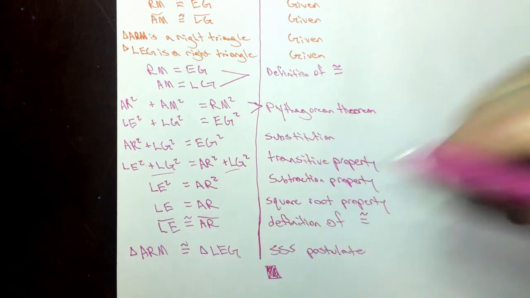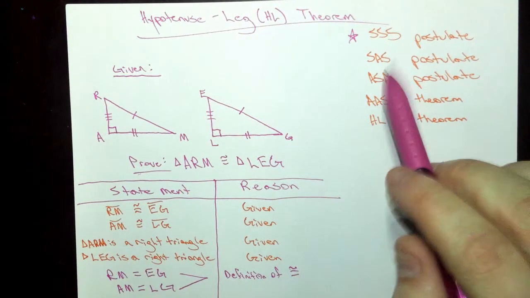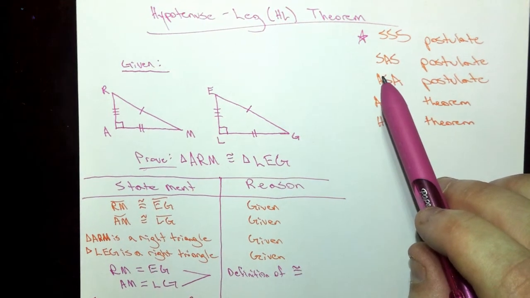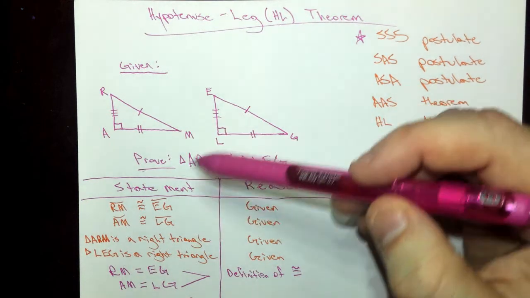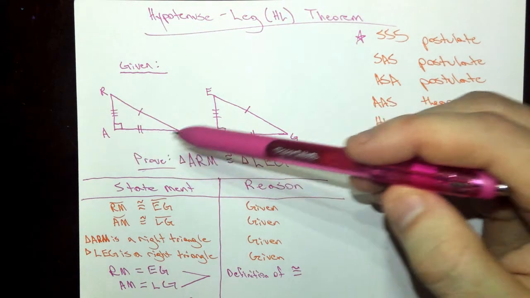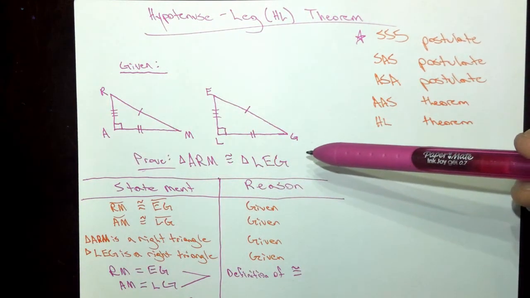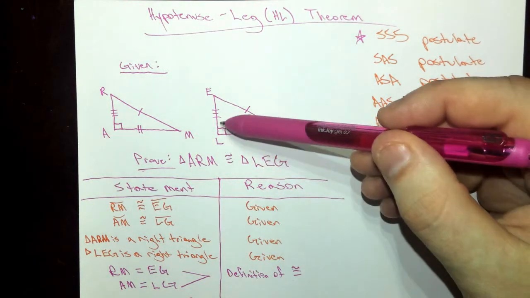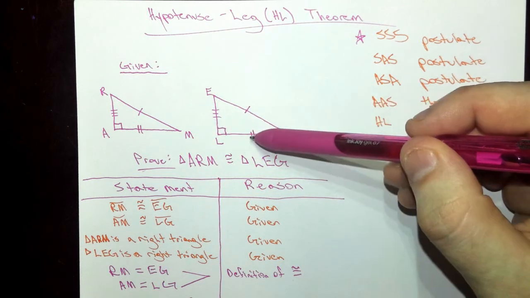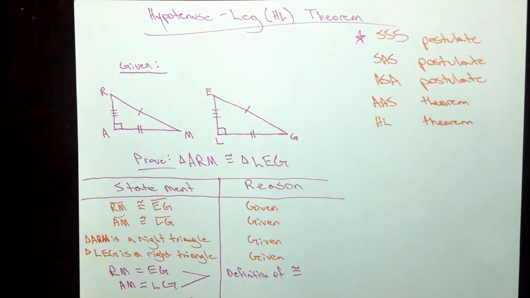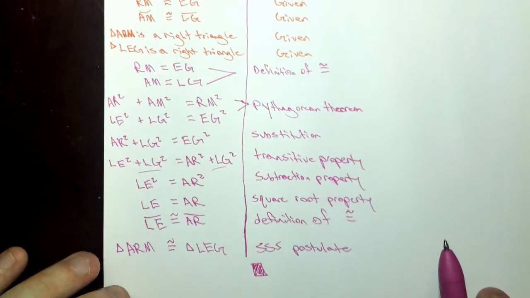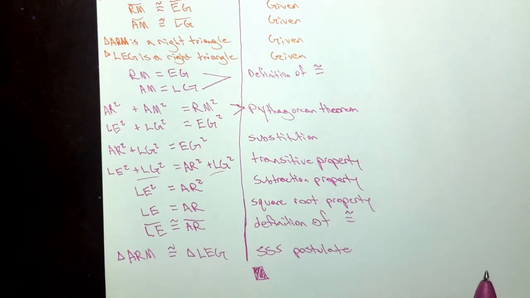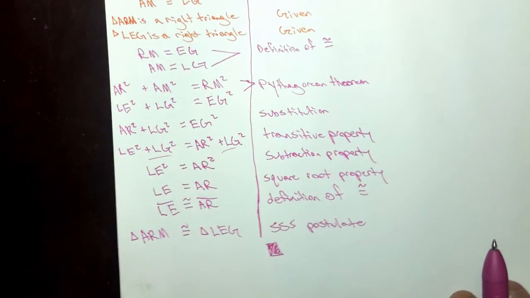Now, as I said, we could use the side, side, side, or the side, angle, side. This would just be a couple of extra steps where you would have to go through and make the claim that angle RAM is congruent to angle ELG because they're both right angles and all right angles are congruent, and then you could say you have two sides and the angle in between them also. So this one is just kind of shorter, and for it already being such a lengthy proof, I wanted to try to keep it as brief as possible, but there it is.